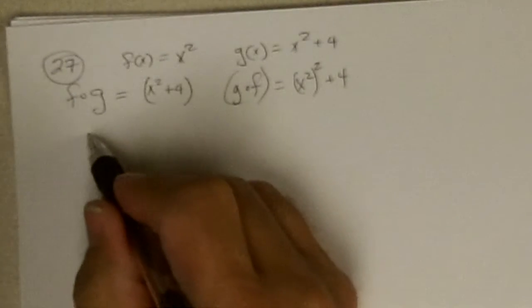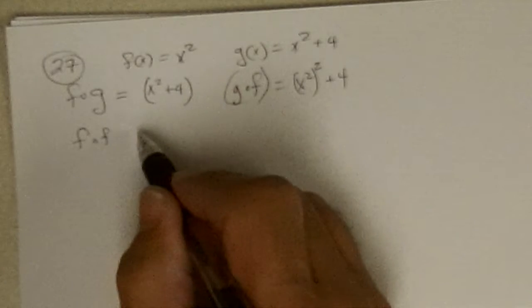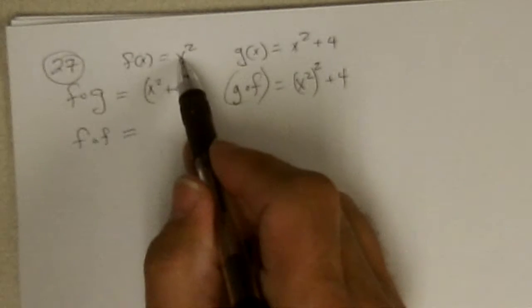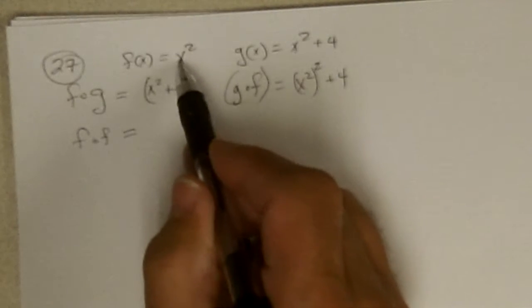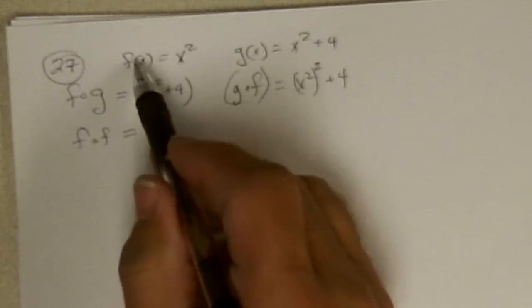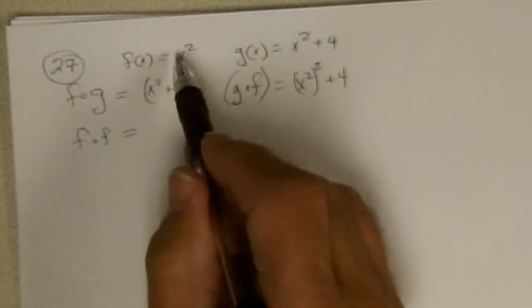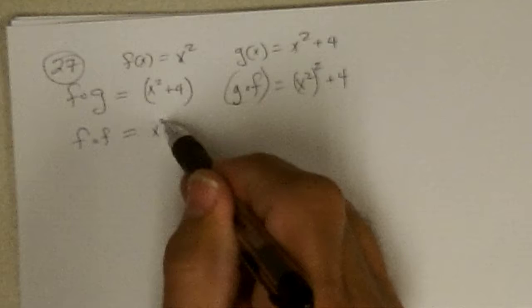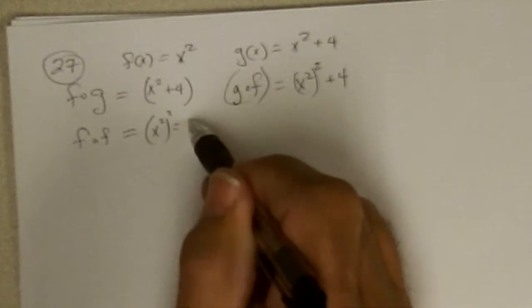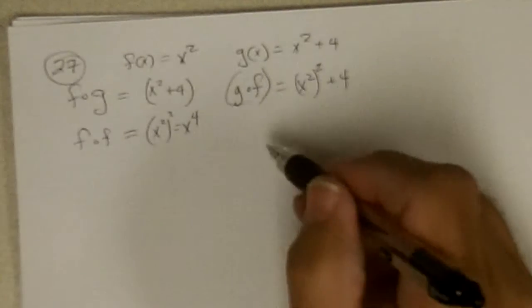Then we got to do f of f. So in place of this x, I got to put x squared. F is x squared, and I got to put x squared in place of the x, so I'm going to get x squared squared, or x to the 4th.